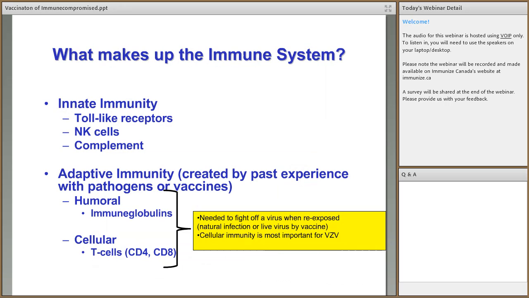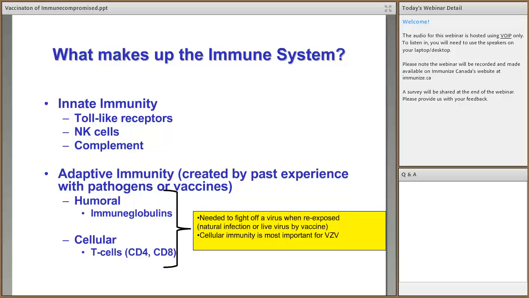I think before we get to immunocompromised persons, it's important to understand what makes up the immune system. The immune system consists of two components. One is innate immunity and the other is adaptive immunity. Very briefly, innate immunity consists of elements that we are essentially born with. These are toll-like receptors, natural killer cells, and complement. And these receptors and cells help us to recognize pathogens. They're our first line of recognition for pathogens.